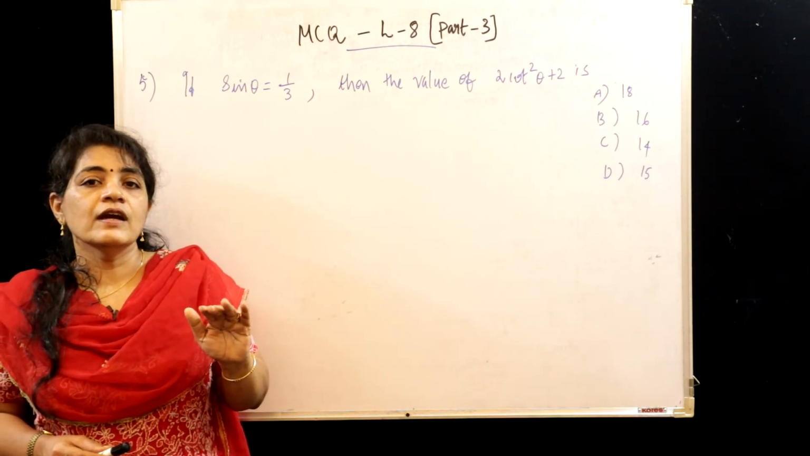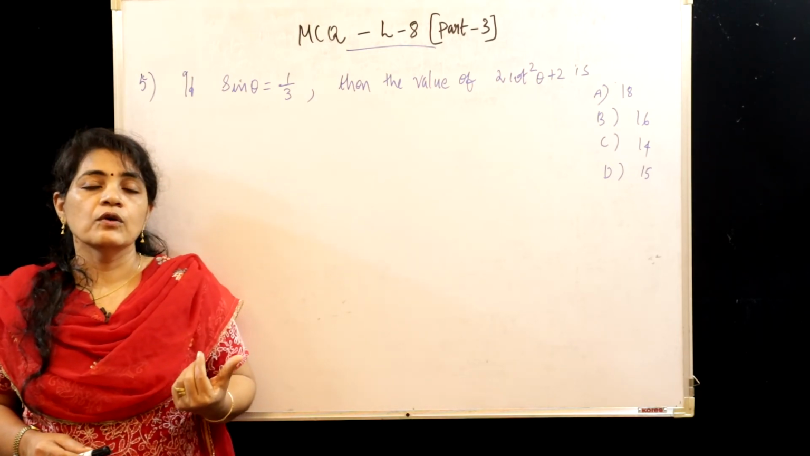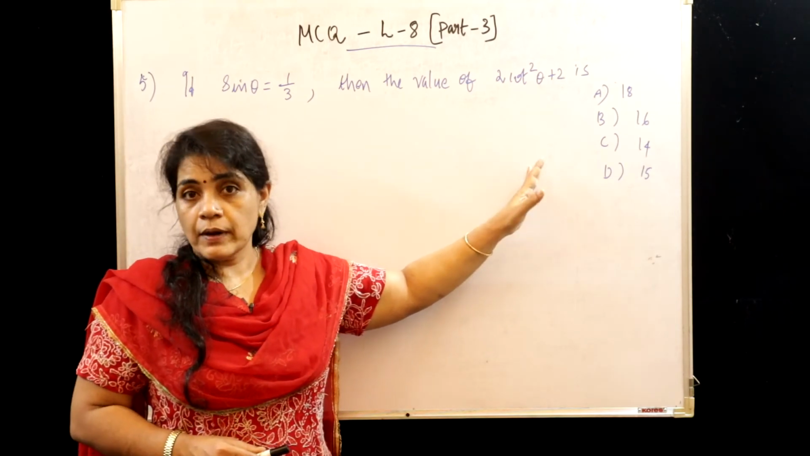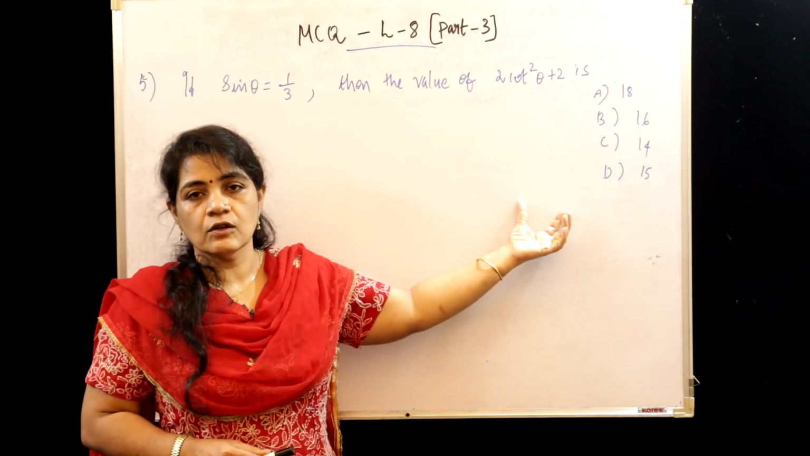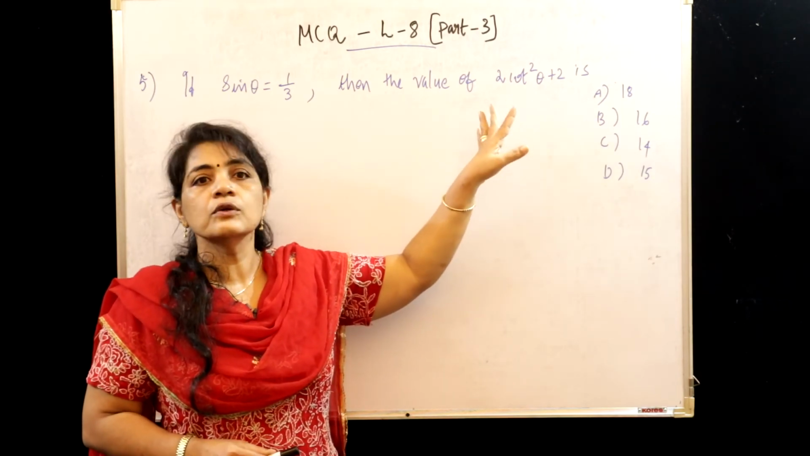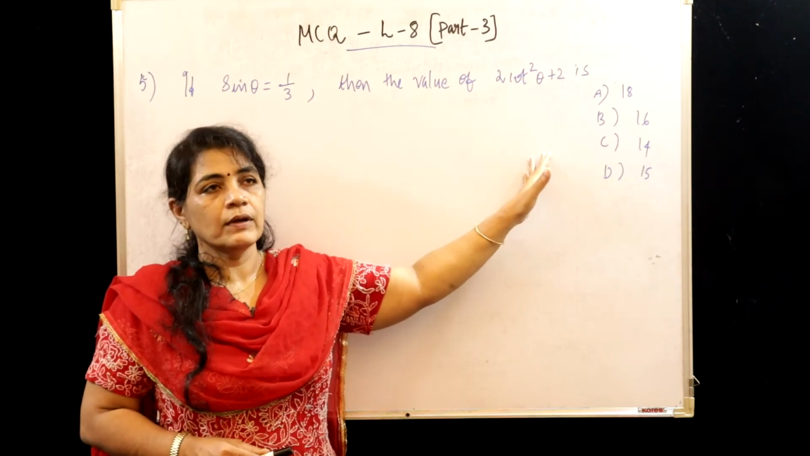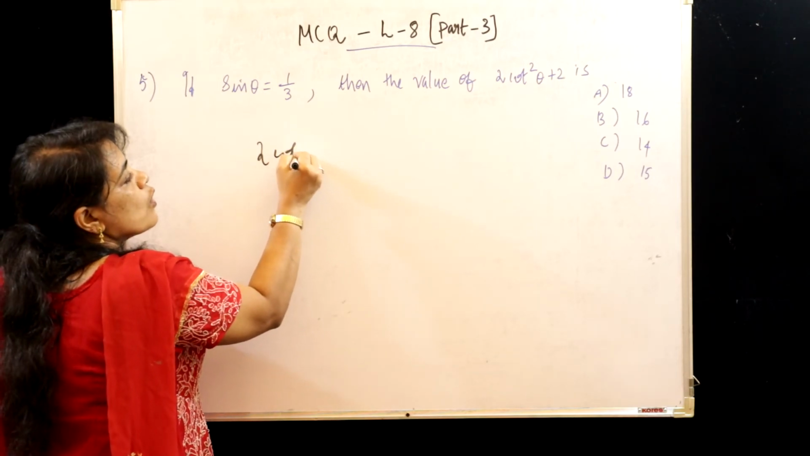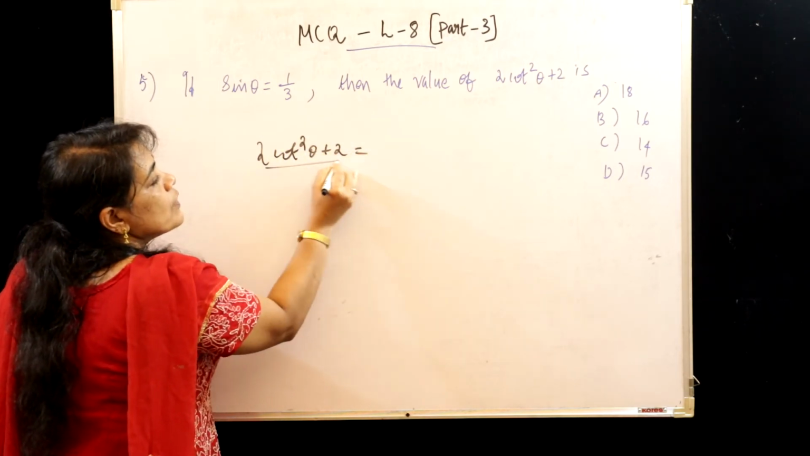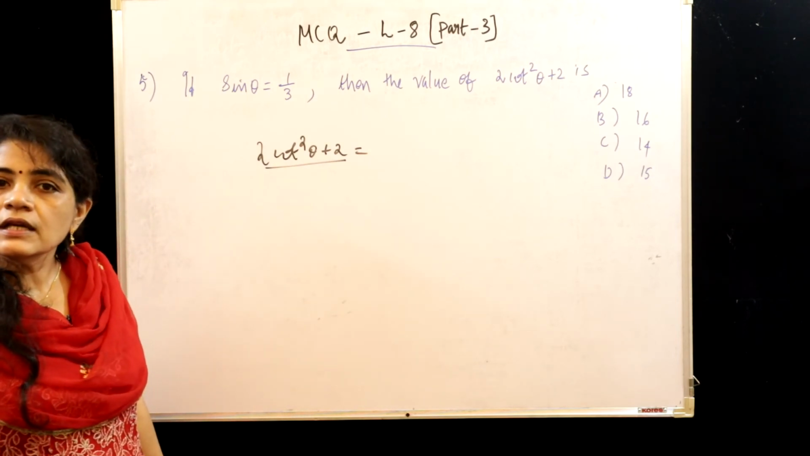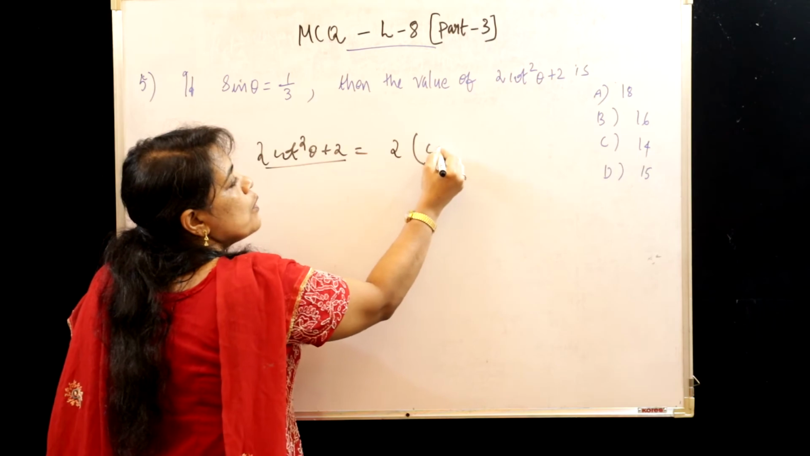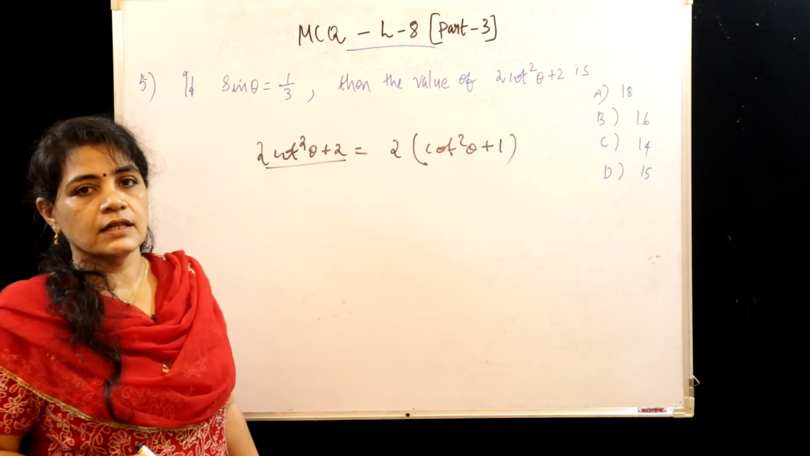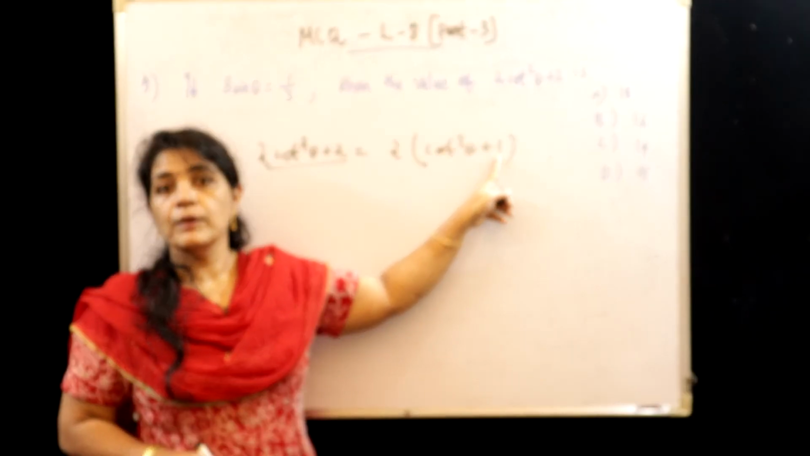So here, children, we are using a different method to get 2 cot square theta plus 2. Either you can apply Pythagoras theorem and get the 3 sides of the right triangle, and hence you can take cot theta. That is one method. But I am explaining a very easy method to get this value. From these two terms, can you take 2 common? Yes, 2 is common. So 2 into (cot square theta plus 1). This 2 is actually 2 into 1, so after taking 2 common, the second term will be positive 1.